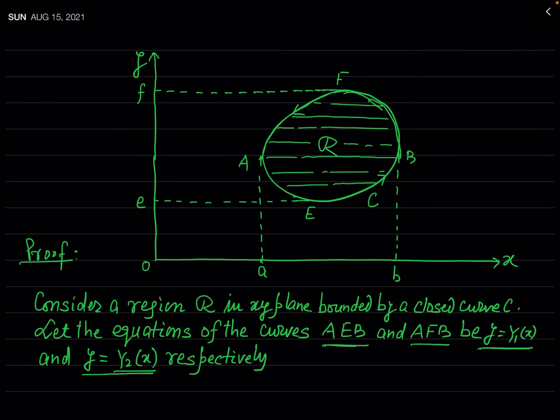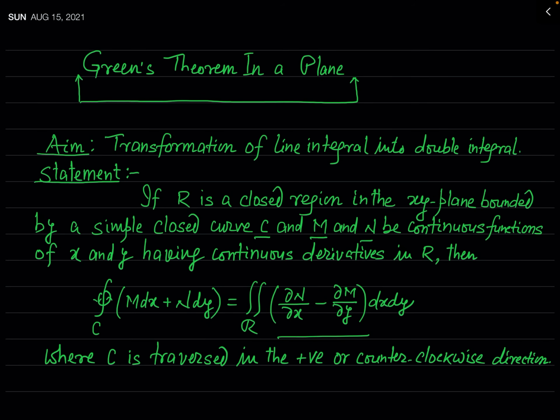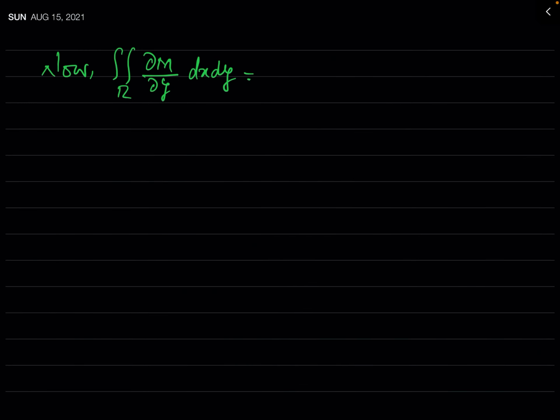Now you can see, integral over R of del m by del y dx dy. We will try to evaluate this integral. As you can see, this is actually the second term in the RHS, and we are going to evaluate this integral. In fact, this integral may be written like this.